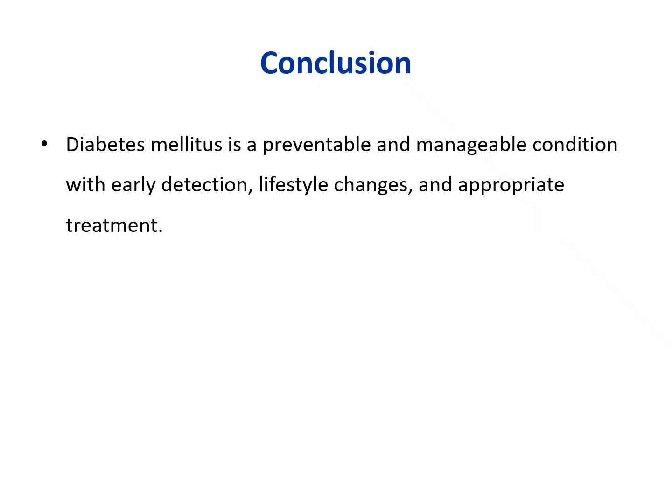So at the end, let's conclude the topic. Diabetes mellitus is a preventable and manageable condition with early detection, lifestyle changes, and appropriate treatment. We can prevent diabetes mellitus, and we can manage it also with early detection. We have to detect it early. If we introduce a few lifestyle changes in the patient's life, then also we can control the disease. And if the patient develops the disease, then it can be treated pharmacologically and with dietary changes.